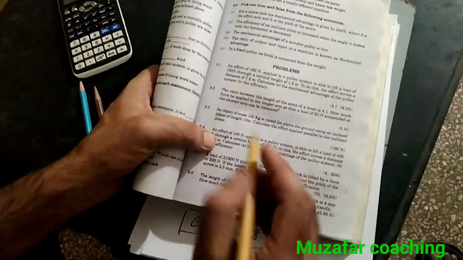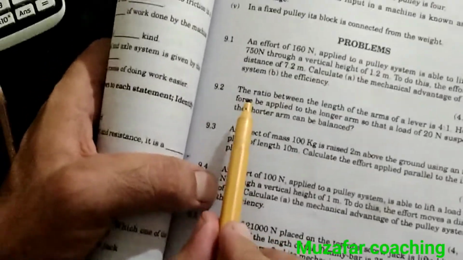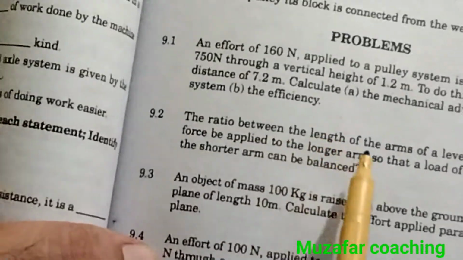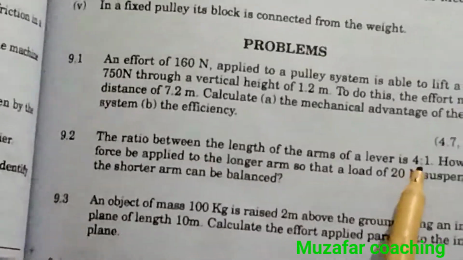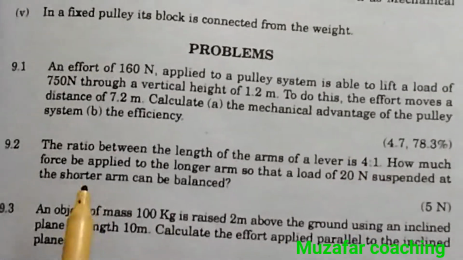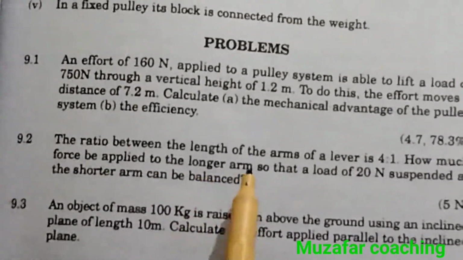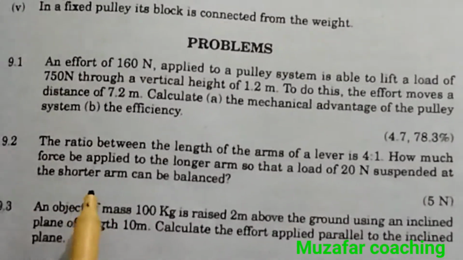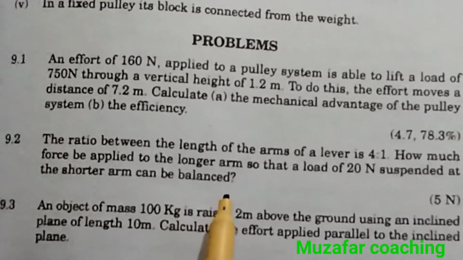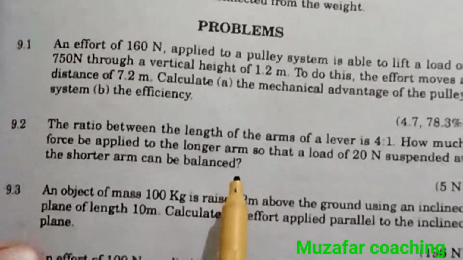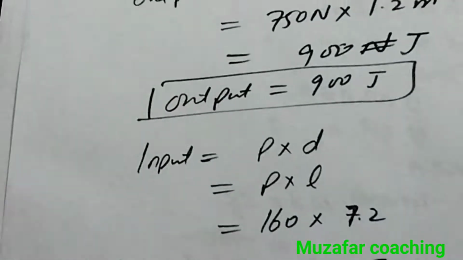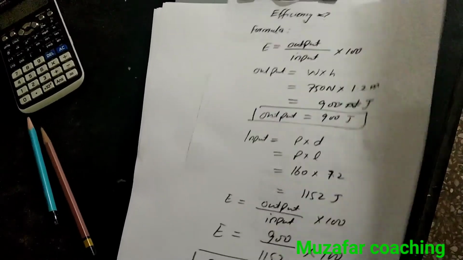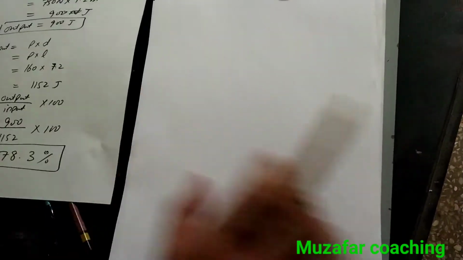Now we will be doing the second numerical: the ratio between the length of the arms of a lever is 4:1. How much force should be applied to the longer arm so that a load of 20 Newton suspended at the shorter arm can be balanced? So this is the second numerical. Now we will be making data for the second numerical.